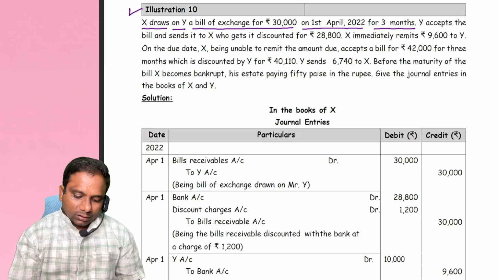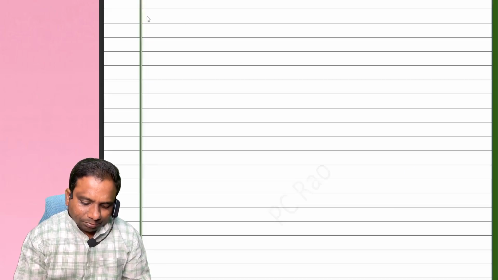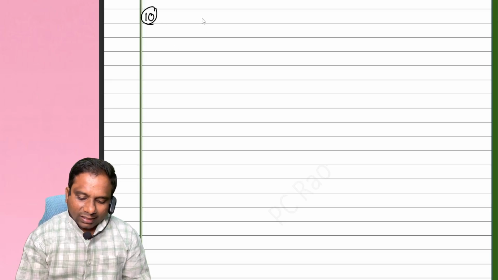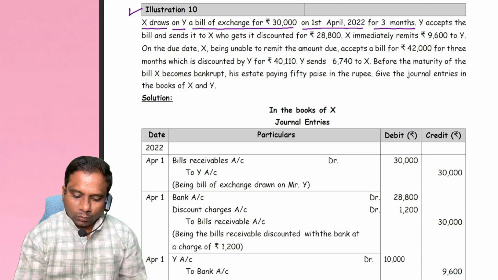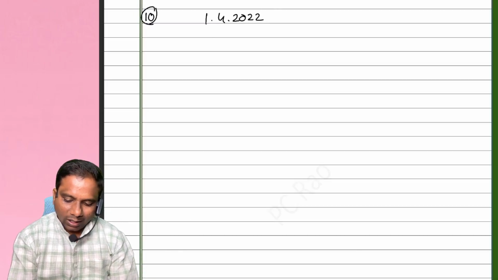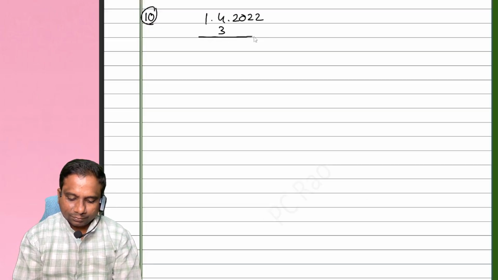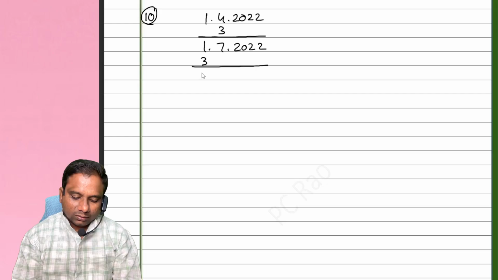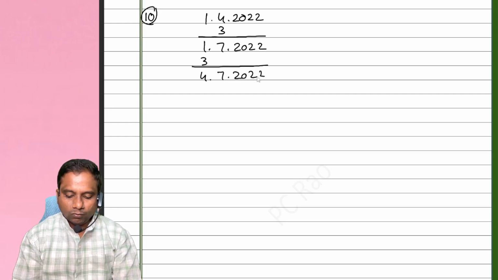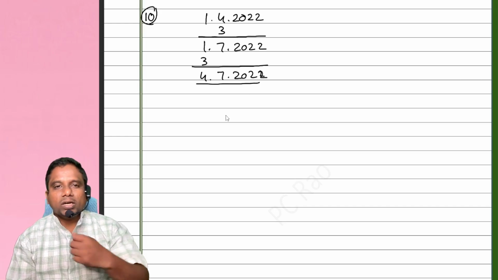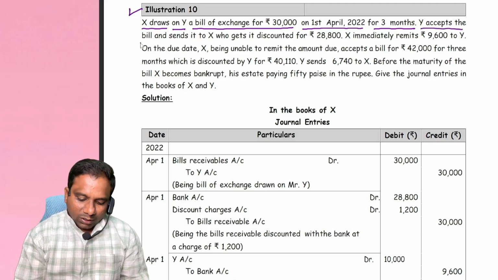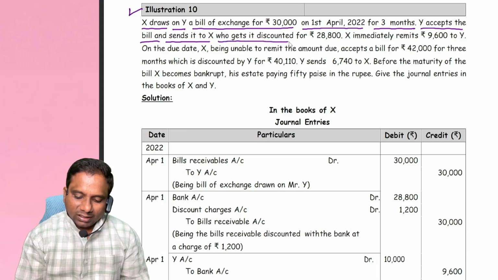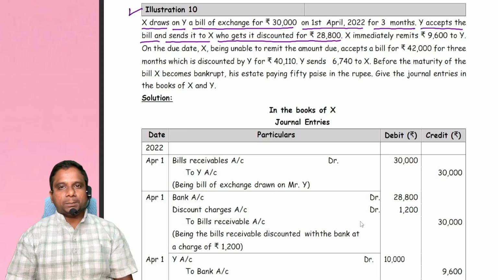So what is the due date of the bill? Tell me. The bill is drawn on 1-4-2022 and it is drawn for 3 months. 1-7-2022. It is a time bill, so we had 3 days of grace. So what is the due date of the bill? 4-7-2022. Y accepts the bill and sends it to X, who gets it discounted for 28,500.